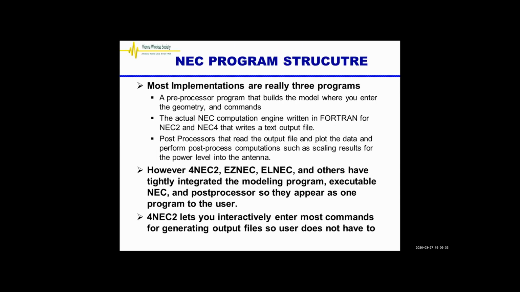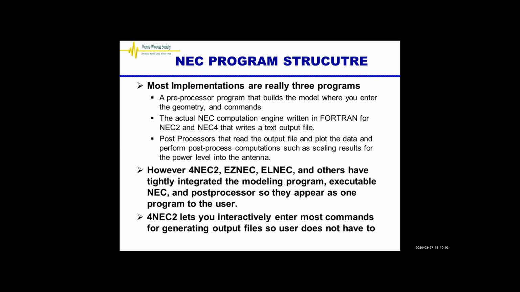Okay, so let's talk about the program itself. There's really three pieces of the program. There's a preprocessor that builds the model, which is where you enter your description of your model, your wires, your endpoints, the diameter of the wire. You also enter the commands for it. You tell it where you're feeding the antenna, and we'll go over all this in a bit, the frequencies you're operating at. Then there's the actual computational engine.